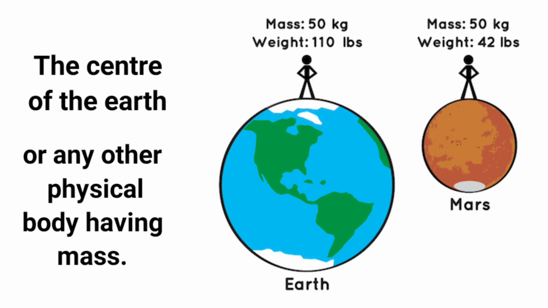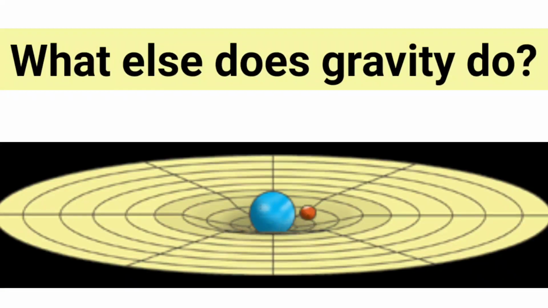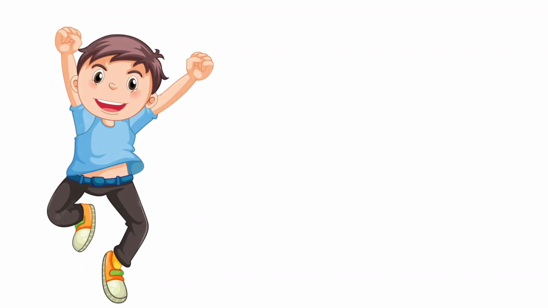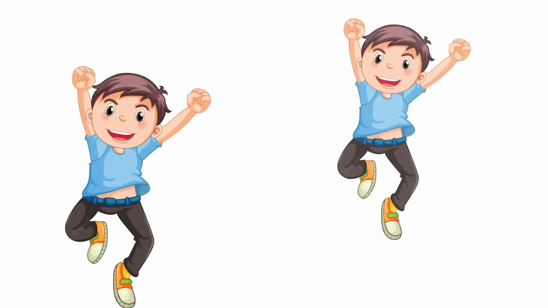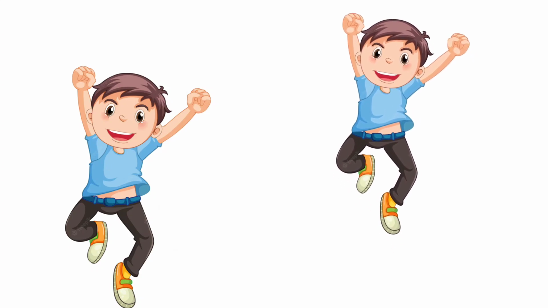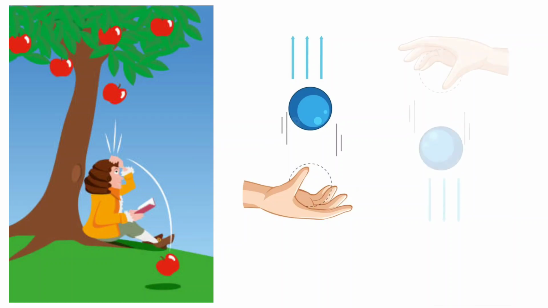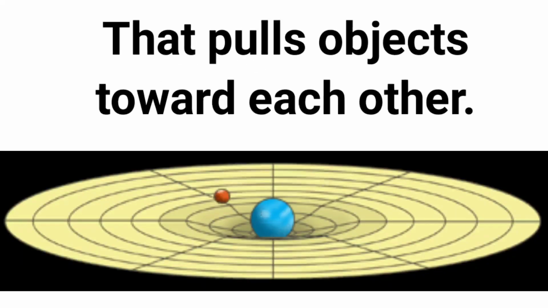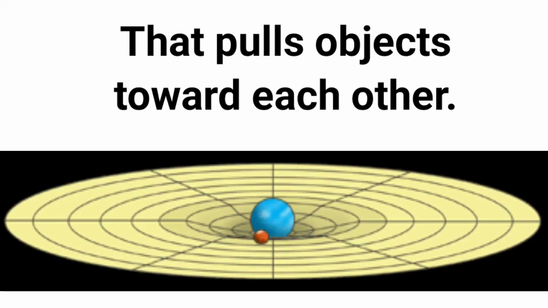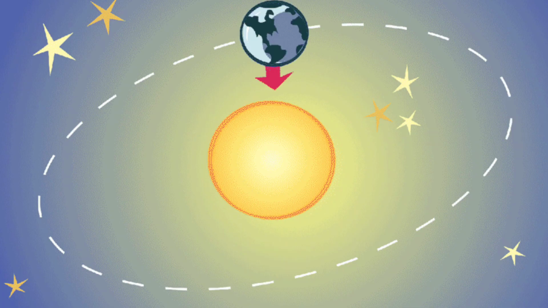Next we see what else does gravity do? Why do you land on the ground when you jump up instead of floating off into space? Why do things fall down when you throw them or drop them? The answer is gravity, an invisible force that pulls objects towards each other. Earth's gravity is what keeps you on the ground and what makes things fall.